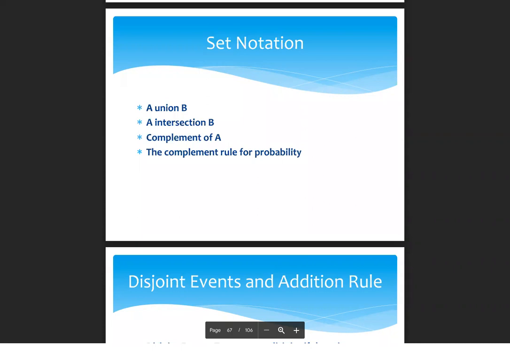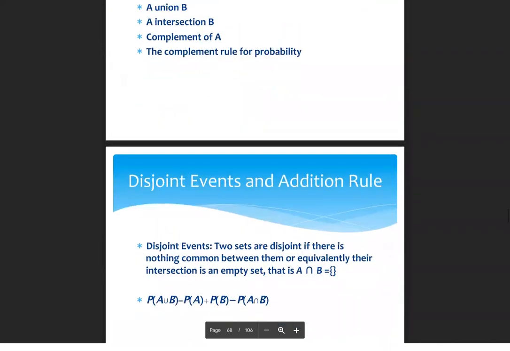So we'll go ahead and start talking about sets and a few operations and a few things involving sets. First is the union of two sets, A and B, their intersection, and then complement and the rules involving complements of sets. And then we'll talk about other things involving sets. But let's go ahead and start off with this very simple example, okay?